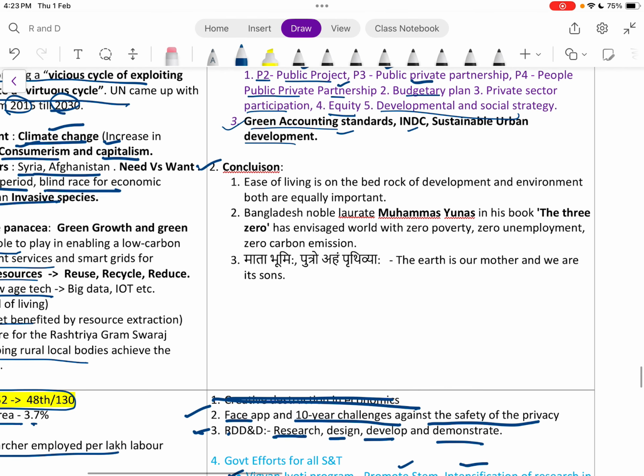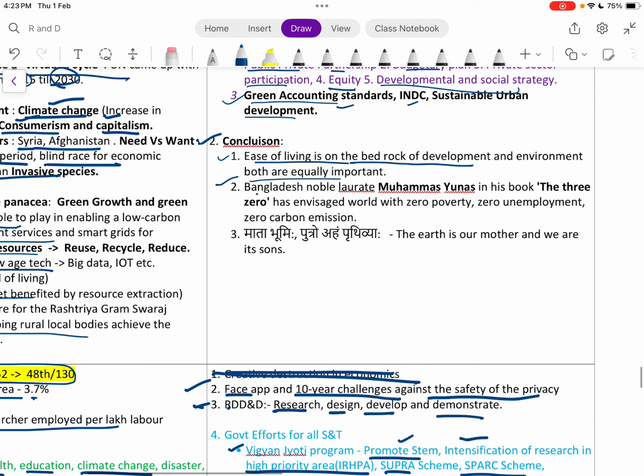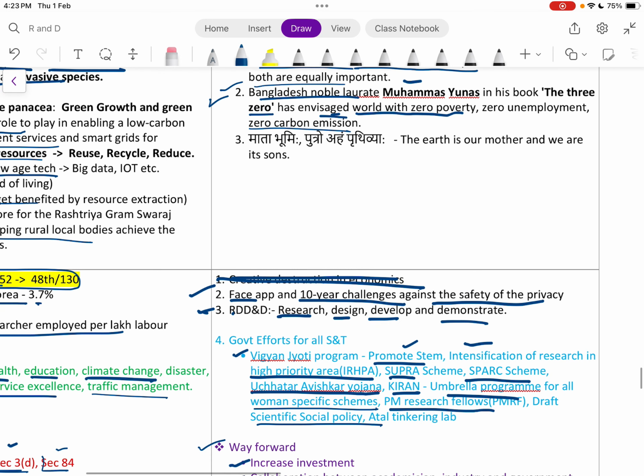What are the conclusions? Ease of living is on the bedrock of development and environment. Both are equally important. Bangladesh Nobel laureate Muhammad Yunus, in his book The Three Zeros, has envisaged a world with zero poverty, zero unemployment, and zero carbon emission. Mata bhumih putro aham prithivyah: the earth is our mother and we are its sons.